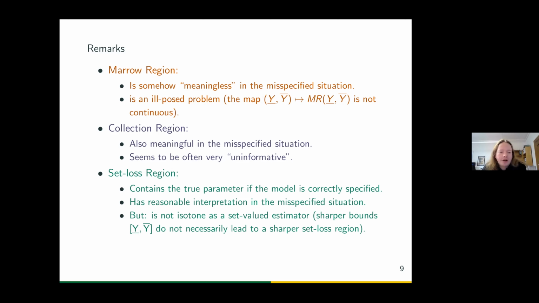Then I will come to the collection region. The collection region collects every best linear predictor, and the best linear predictor does not depend on the fact that the model is correctly specified. So the collection region would also be meaningful in the misspecified situation. But one disadvantage seems to be that this region is often very uninformative.